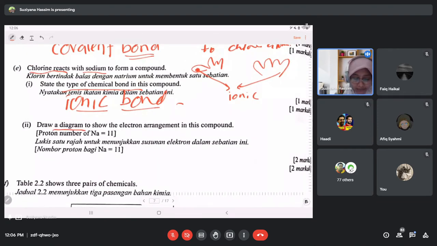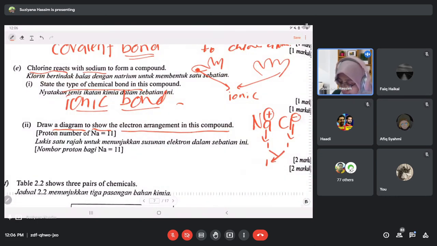Draw a diagram to show the arrangement in this compound. So our compound is Na plus, Cl minus, sodium ion. So 1, 1. And then you cross to get the compound. So the answer is NaCl.